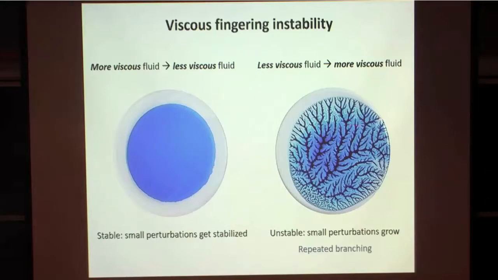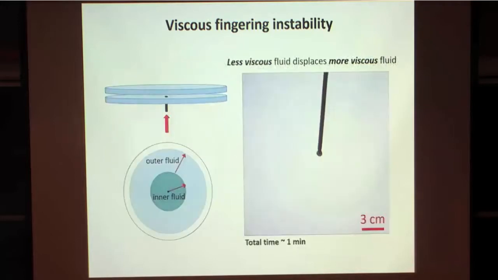And so what I show you here is an example of an instability that we see in fluids, and it's called the viscous fingering instability, and it's characterized by these very repeated branching events.